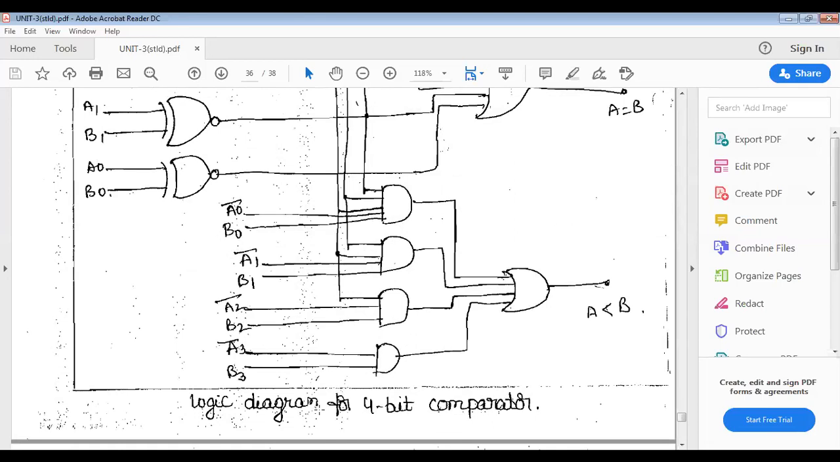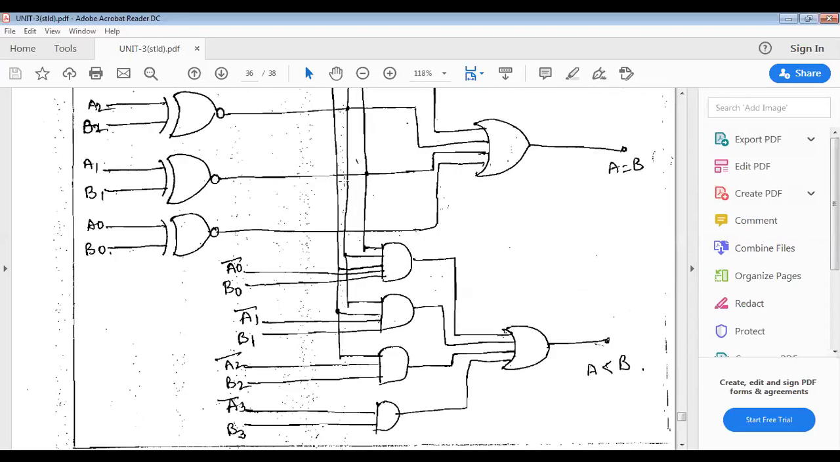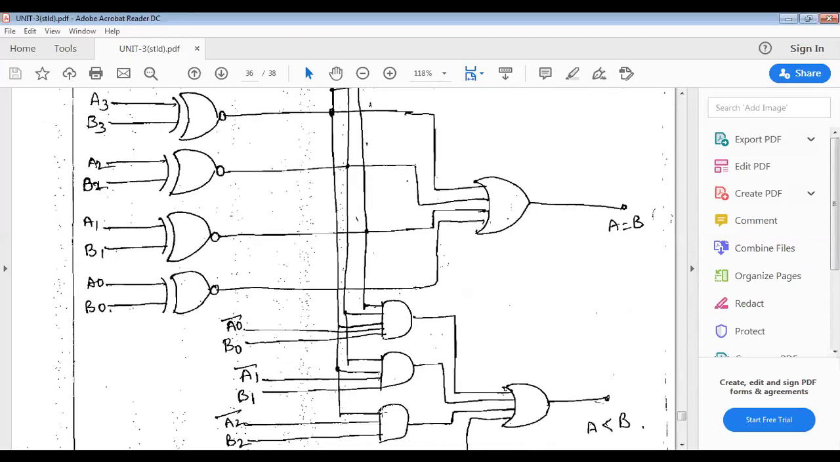The logic diagram is the same for A less than B, but the only change is A3 bar and B3, A2 bar and B2, A1 bar and B1, A0 bar and B0. The complement is for the A bits. To get the greater than, the complement is for the B values. See, the first AND gate has only A3 bar and B3, and the second AND gate is used if A3 and B3 are equal. You see, it is connected directly from A3 and B3.